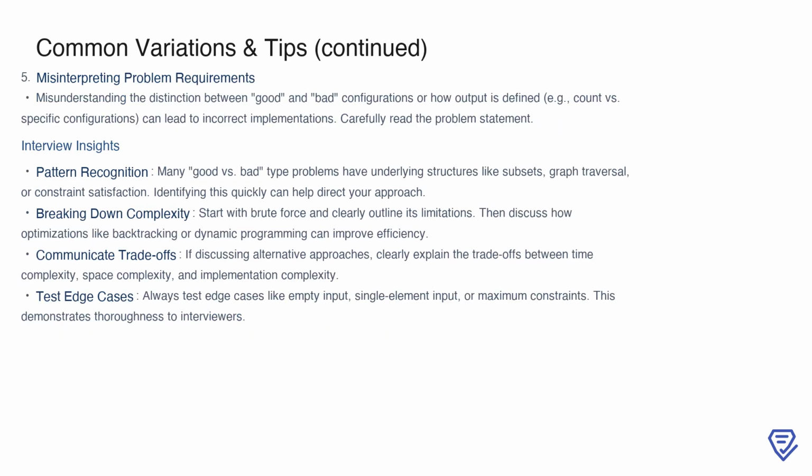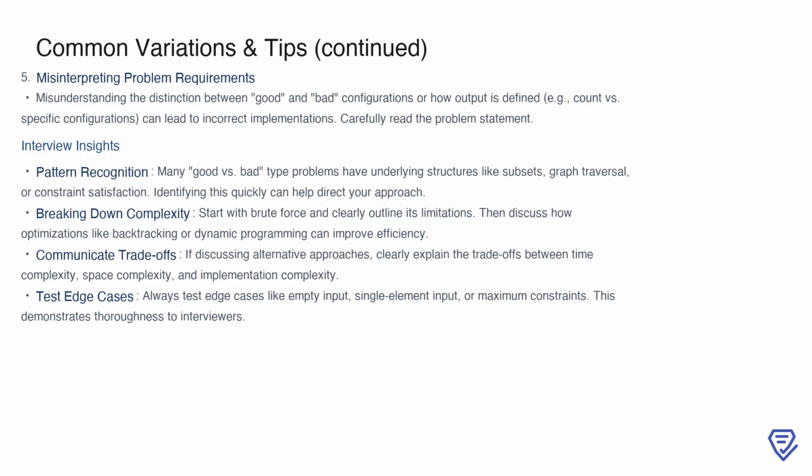Another common mistake is misinterpreting the problem requirements. A good example is misunderstanding the distinction between good and bad configurations or how the output should be defined, whether it's the count of valid configurations or the configurations themselves. Carefully reading and fully understanding the problem statement is essential here.